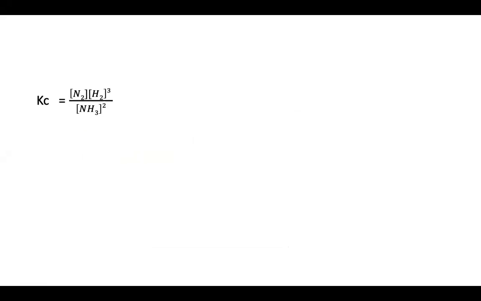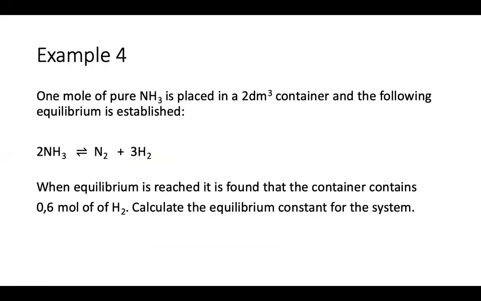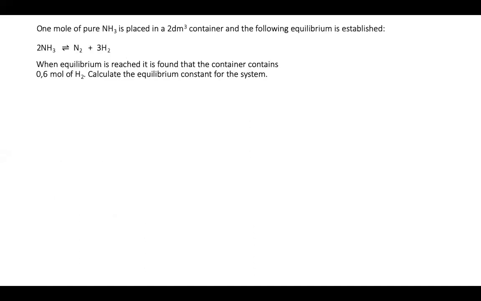So let's just go back a little bit. We had this equation. 1 mole of ammonia is placed in a 2 dm cube container and the following equilibrium is established. NH3 gives you N2 plus H2. It must be balanced. They must all be gases. We're telling you 0,6 moles of H2 is found at equilibrium. Calculate the equilibrium constant. So then we put down our table.